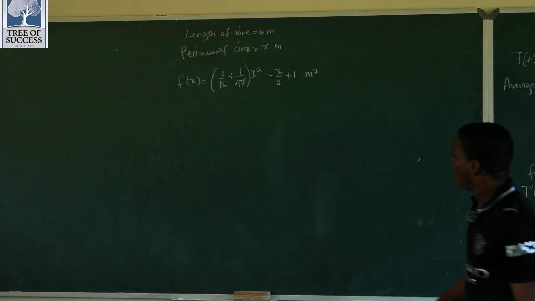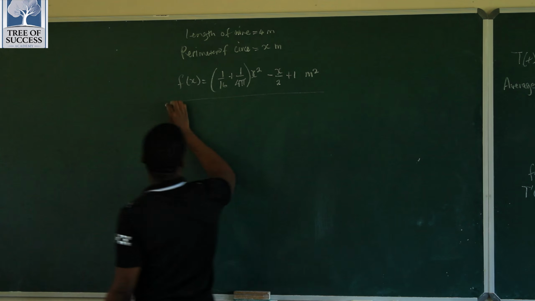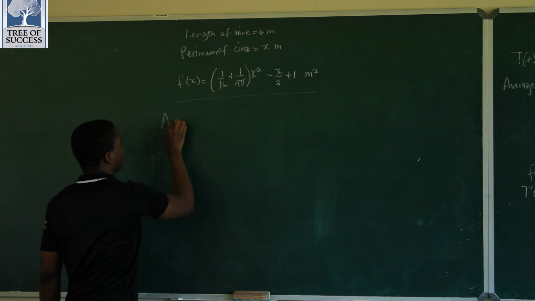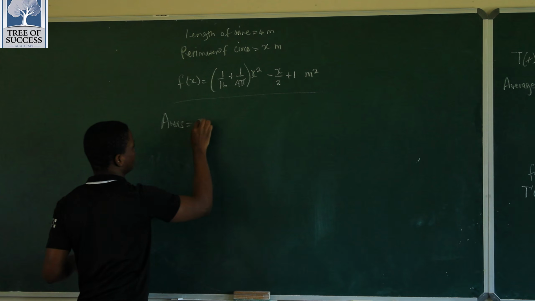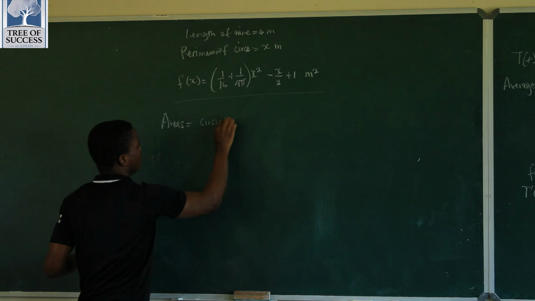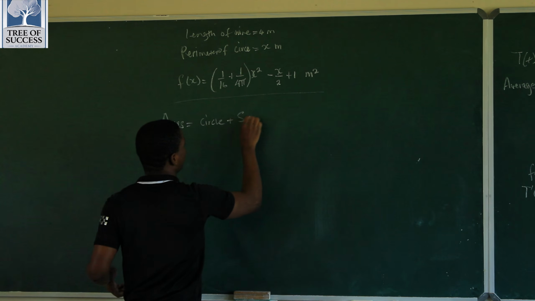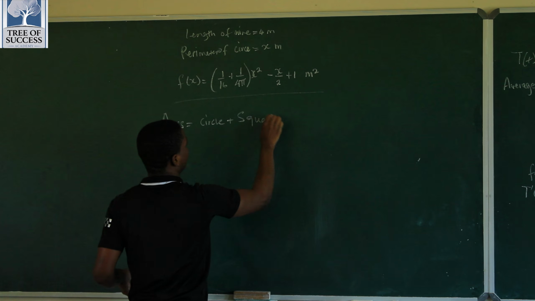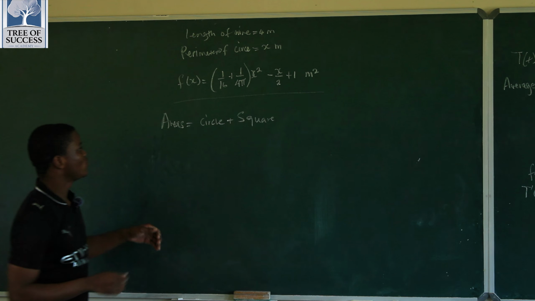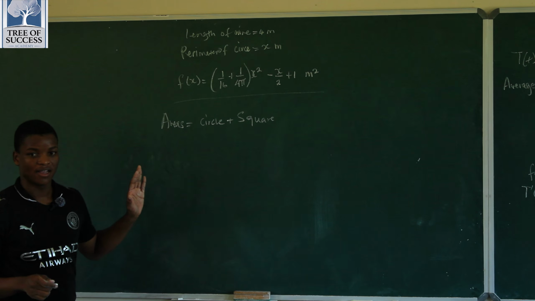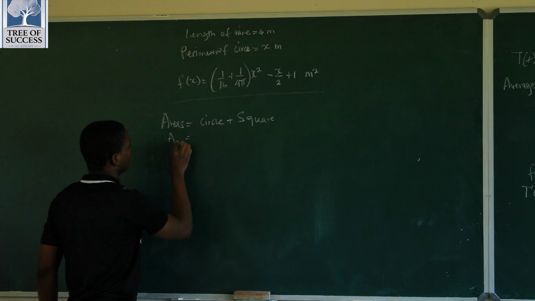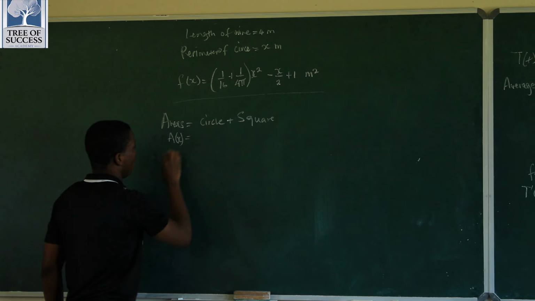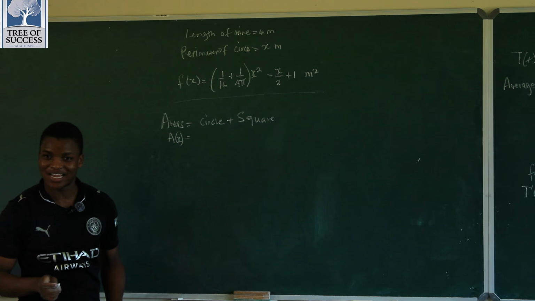So now, this is the sum of the areas of a circle plus a square, in terms of what? In terms of x, right? How do you calculate the area of a circle? How do you calculate the area of a circle, class?